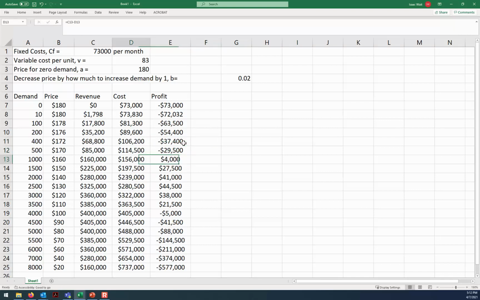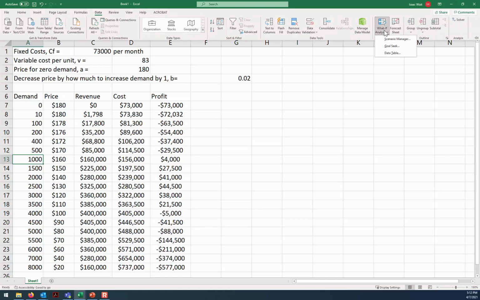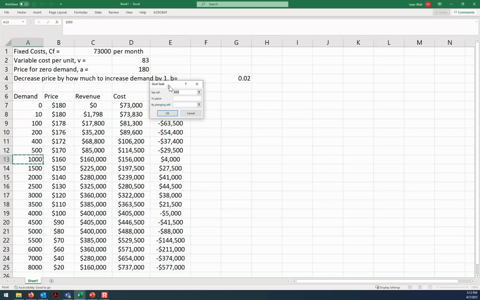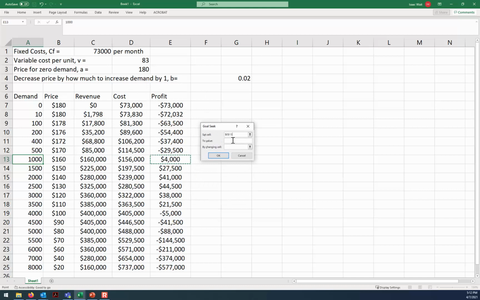So we could find out exactly what the break-even point is by doing a goal seek. We've done that on several occasions in the past. So data, what-if analysis, goal seek. What we want to do is set this cell to 0 because it's our break-even point, by changing demand. So it's going to change D. It looks like D right now is a little too high. We're already past that break-even point.